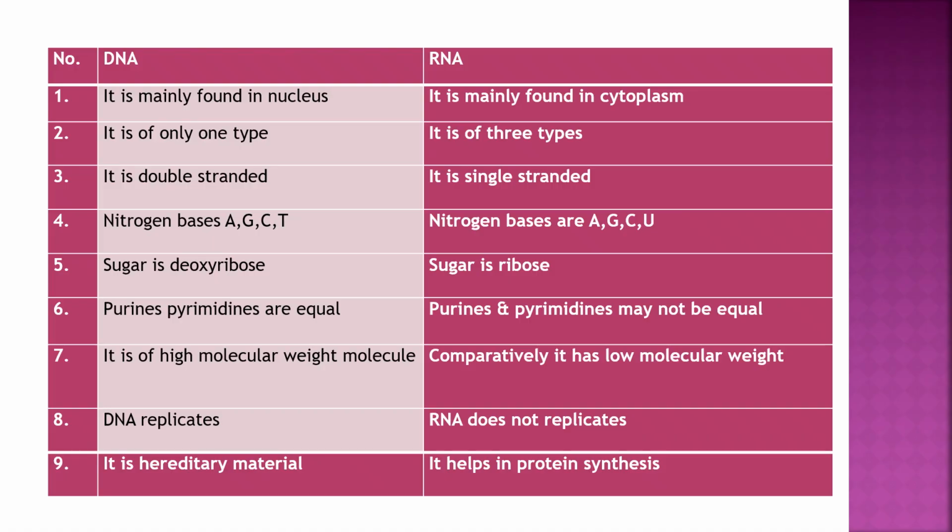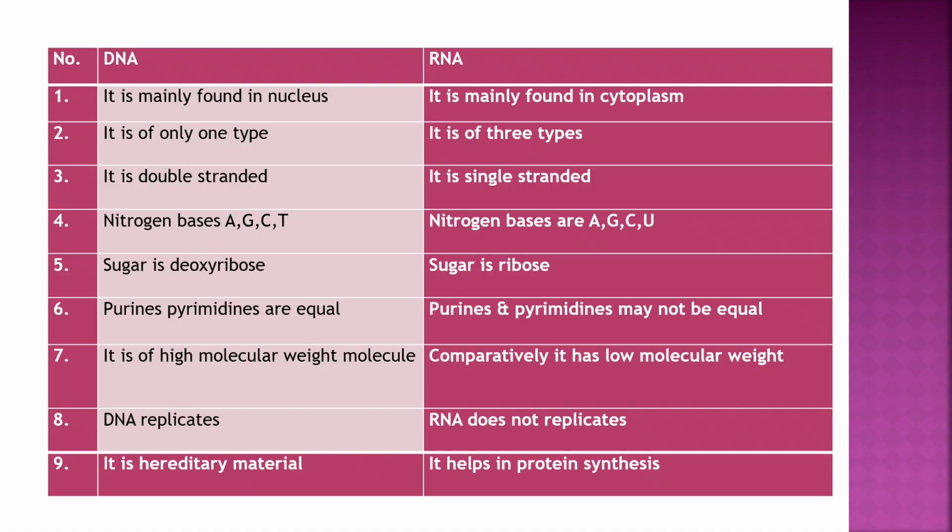Difference between DNA and RNA. DNA is found mainly in the nucleus, RNA in the cytoplasm. DNA only one type, RNA three types. DNA double-stranded, RNA single-stranded. DNA nitrogen bases are AGCT, that is adenine, guanine, cytosine, thymine. RNA nitrogen bases are AGCU: adenine, guanine, cytosine, uracil. DNA sugar is deoxyribose, RNA sugar is ribose.